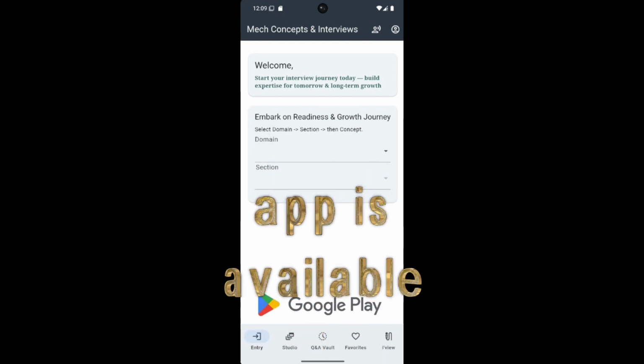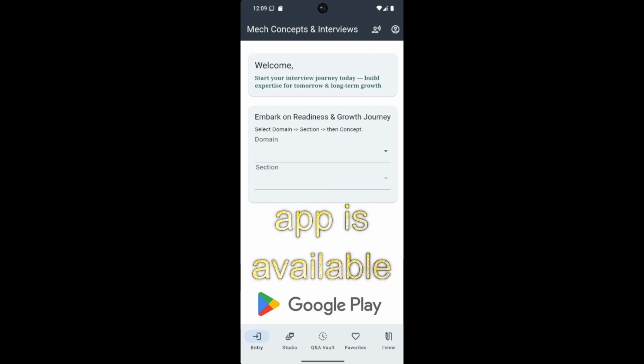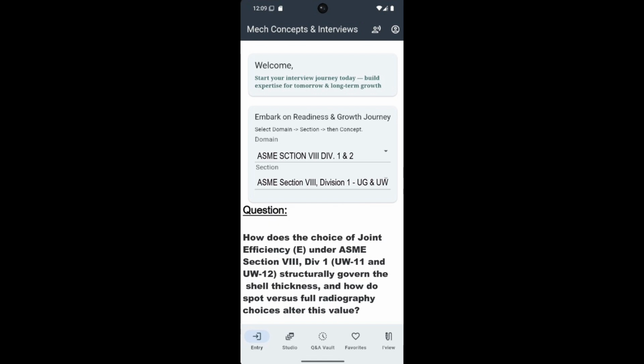Excellent. Next question. Let's transition away from the macro philosophy of the plate steel and drill down into the micro bottlenecks of fabrication. Specifically, how we inspect the joints holding those plates together. Okay, the welding. Yes. How does the choice of joint efficiency, denoted as E under ASME Section 8, Division 1, specifically UW11 and UW12, structurally govern the required shell thickness?